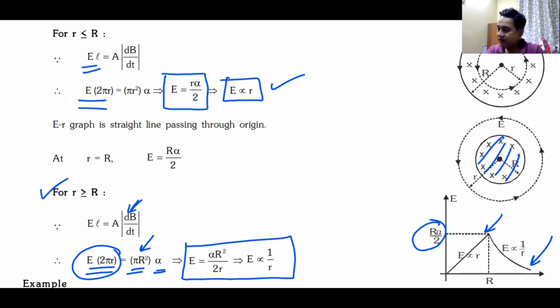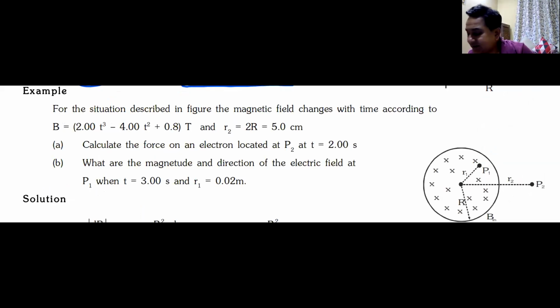Then comes a small question based on this. A similar question has come in JEE, if I remember correctly. I think maybe the same question, I don't know. So this is an example from the sheet itself.